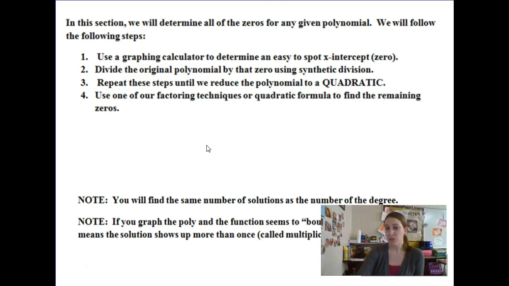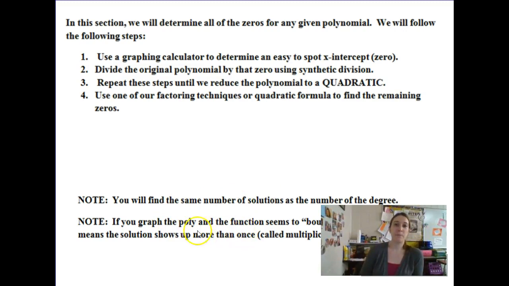So here's a note at the bottom of the screen. It says, note, you will find the same number of solutions as the degree. So if you have a quadratic, you're going to find 2 solutions. They might not be unique, but you will find 2. If you have a cubic, you'll find 3. If you have a quartic, you'll find 4.